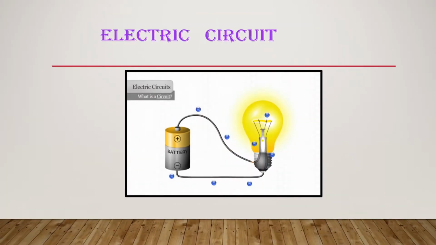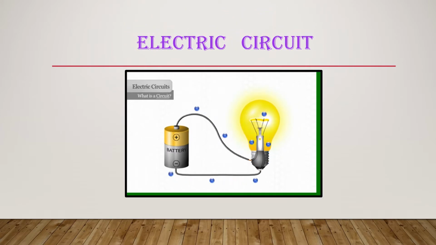Now you have already learned about electric circuit. What is an electric circuit? The electric circuit provides a complete path for electricity to pass between the two terminals of the electric cell. The bulb glows only when current flows through the circuit. Here you can see in this picture that the bulb is glowing because the electric current is passing. And this is a closed circuit.